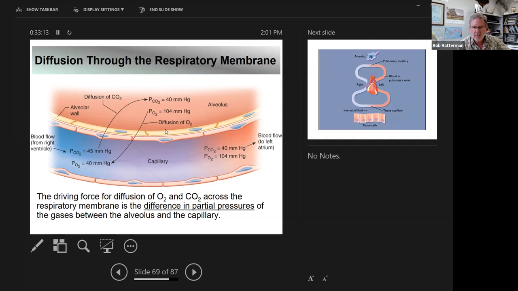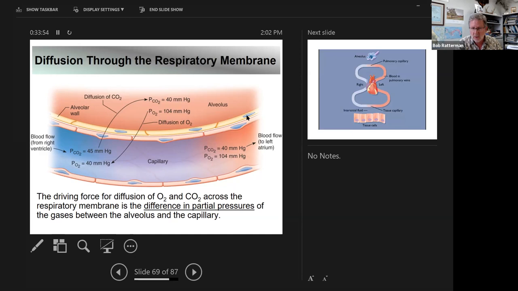I don't think it's critical that you memorize these numbers, if that's what you're wondering. But I think you should understand the fact that we have a higher PCO2 of blood coming in than we do leaving. And we have a higher PO2 of the blood leaving than we do coming in. And that gas exchange process and how far those numbers can fall or rise are really dependent upon the PCO2 and PO2 levels in the alveoli. It's the PCO2 and the PO2 in the alveoli that determine this value of the outgoing blood.